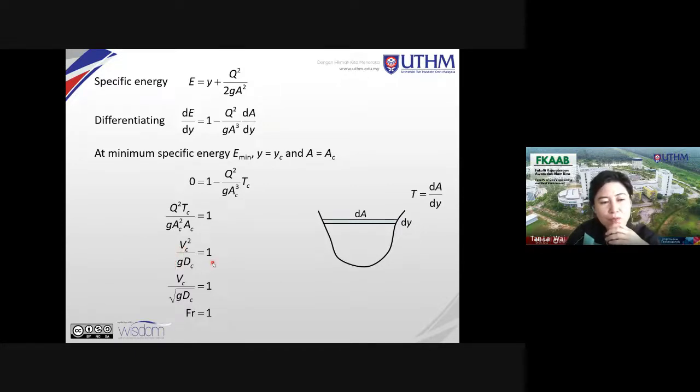So square root both sides. Of course, when you square root 1, it will become 1 as well. Since V squared becomes V, you have square root of gD. Remember, this is your Froude number formula. So it shows that when the specific energy is minimum, your Froude number is equal to 1. Therefore, the flow is in critical state. So you have proved that, basically.